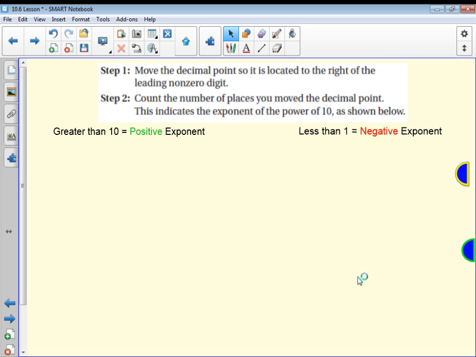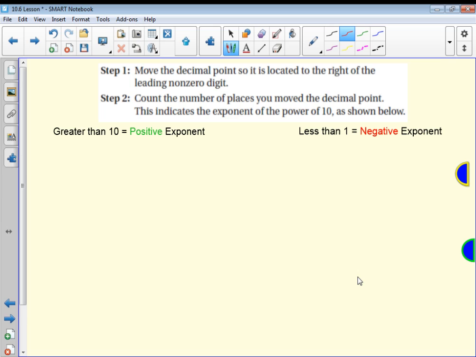In this part of the lesson, we're going to be working with converting a standard number into scientific notation. So there's a couple steps. First of all, the two key things that you have to understand is, are we going to have a positive exponent or a negative exponent? Well, it's kind of the reversal of what you guys have previously worked with.